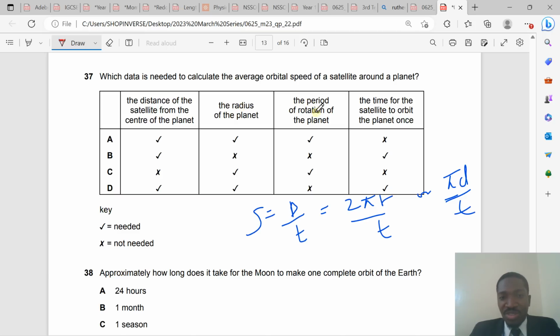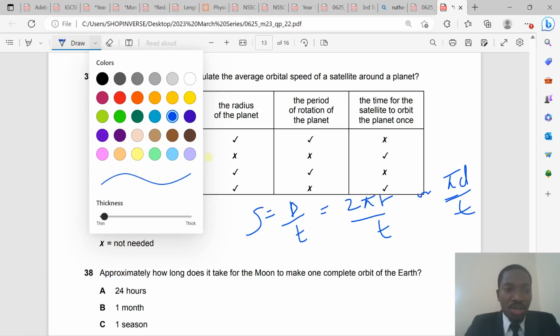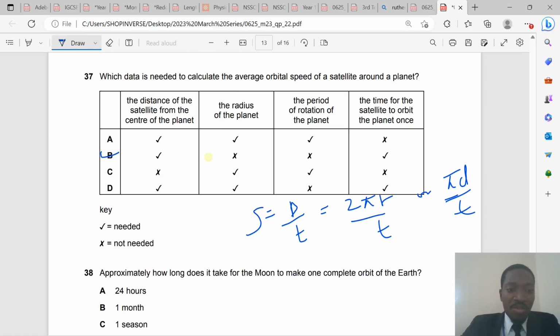Period of rotation just talks about the number of cycles that we completed in a second. Well, we don't need that. So to get the speed, we just need the distance and the time. Which column is that? Distance and time. 1, 2. That's option B. Option B is the one that talks about distance and time. So we shade option B for question 37.